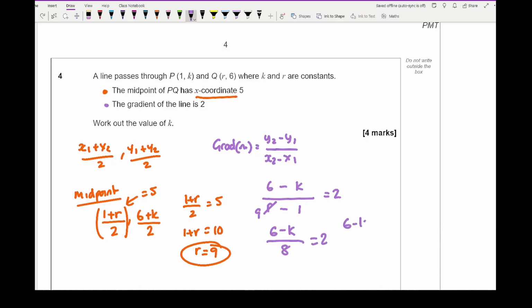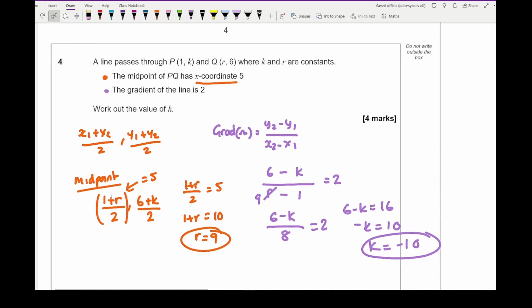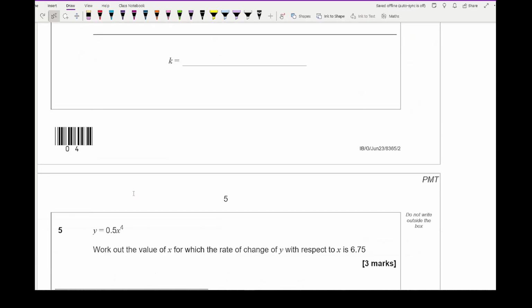So 6 minus k equals 16. And then from this we get minus k equals 10. So k equals minus 10. And there is my value of k. Let's stick a minus 10 there.